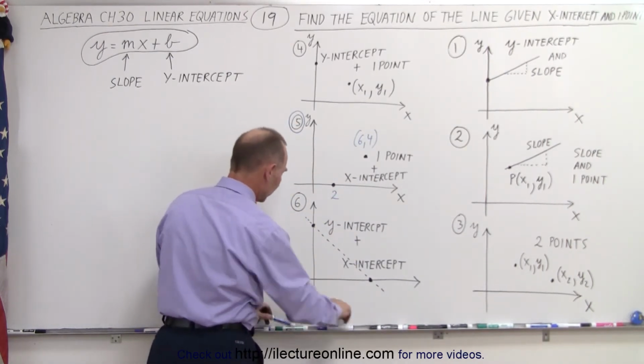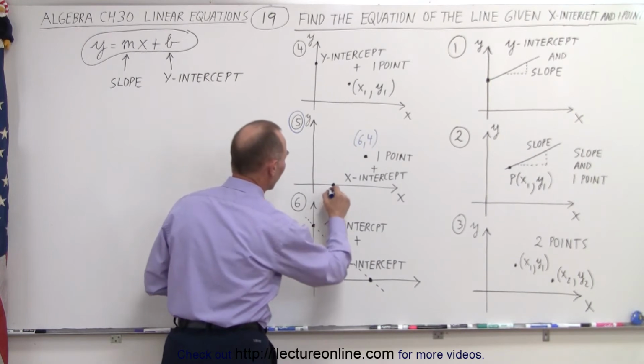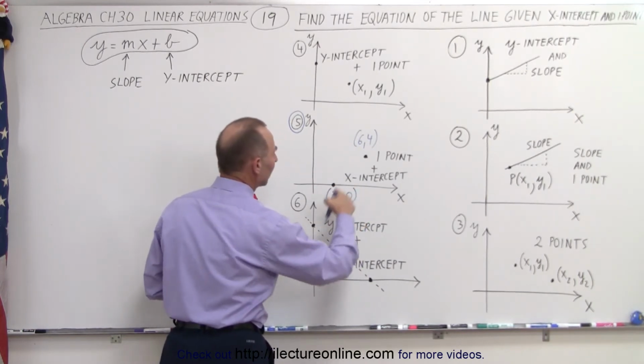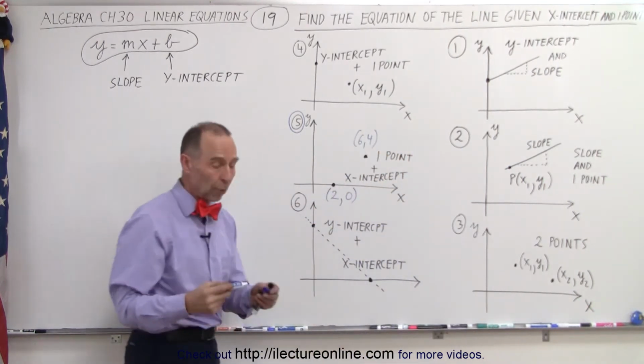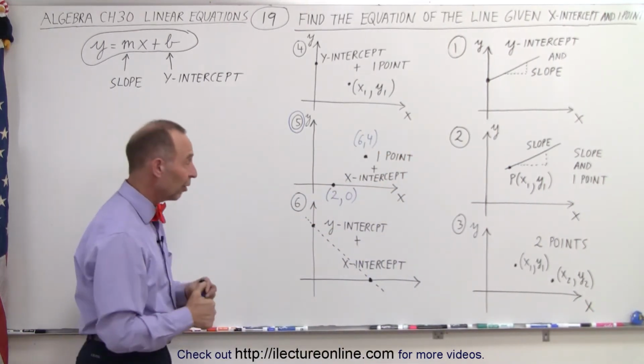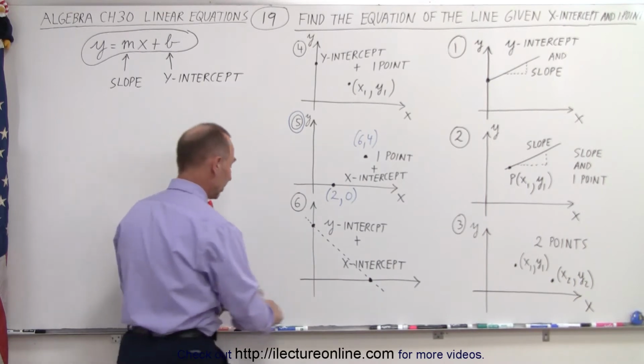We can then say that we can write this as the point 2, 0, and now we're going to solve it the exact same way that we did over here when we're given 2 points, which means we first need to find the slope, and then we need to find the y-intercept.